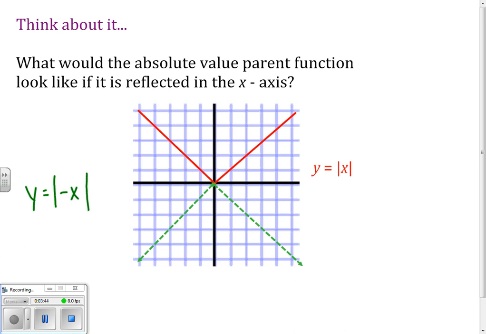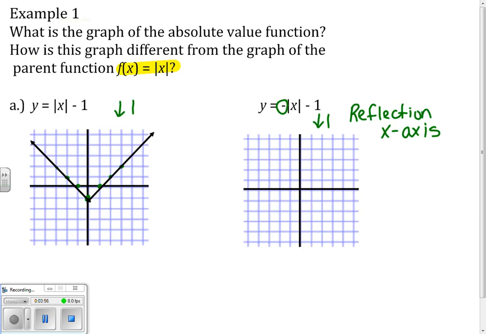You'd have the absolute value of negative x. And a negative inside the absolute value is useless. It's still going to be positive. So reflections on the y-axis don't occur. It's just going to be the x-axis. And those reflections on the x-axis flip our graph upside down.